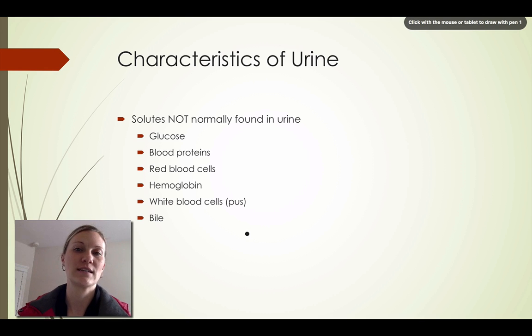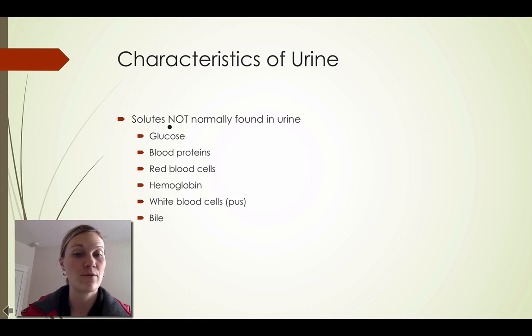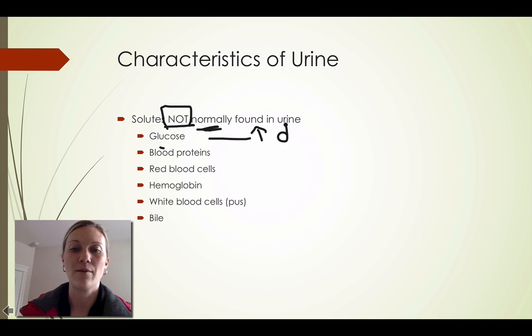Some more characteristics of urine. Make sure you're aware of the things that should be found in urine and the things that should not be in urine. So things that are not normally found in urine. Glucose, if you have a lot of glucose in your body or in your urine, they'll probably see if you have diabetes.